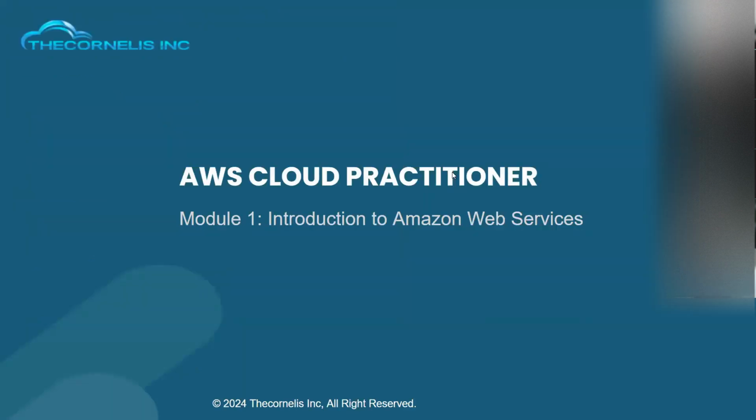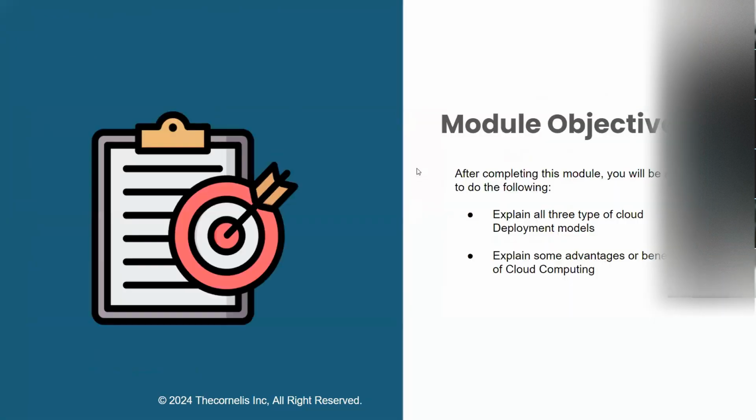So the first module, introduction to Amazon Web Services. At the end of this module, the objective is for you to understand the 3 types of deployment models in AWS. The other objective is to understand the advantages or the benefits of cloud computing.